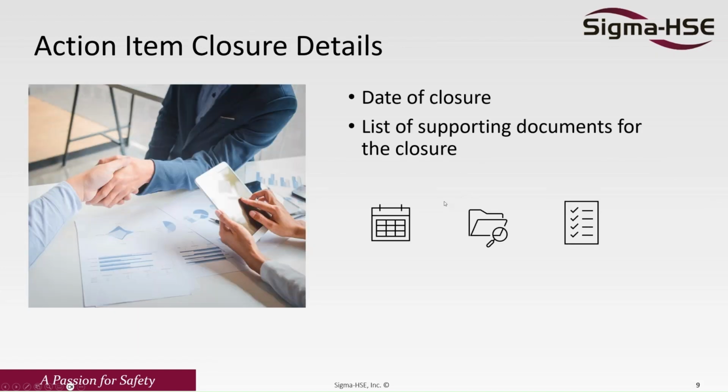For action item closure details, you want to make sure you have the date of closure, as well as the list of supporting documents for the closure. If you've changed the equipment, you need to update your P&IDs and develop a new operating procedure. List the revision of the P&ID that supports that change, as well as the new operating procedure that covers the different operating requirements for that new equipment.